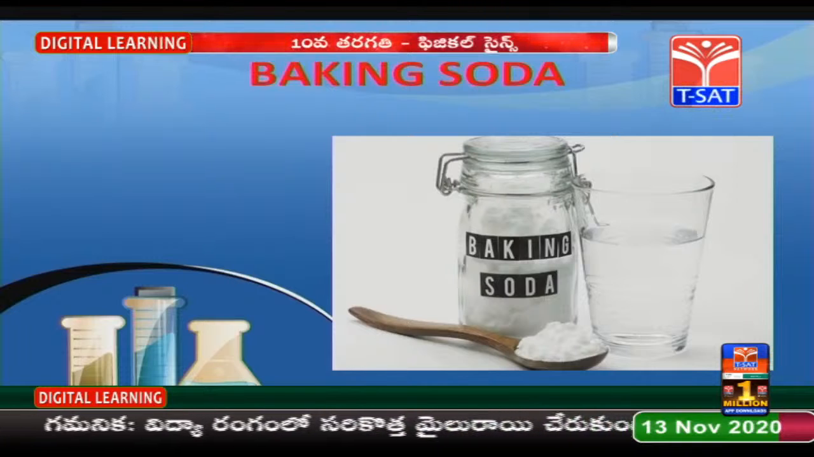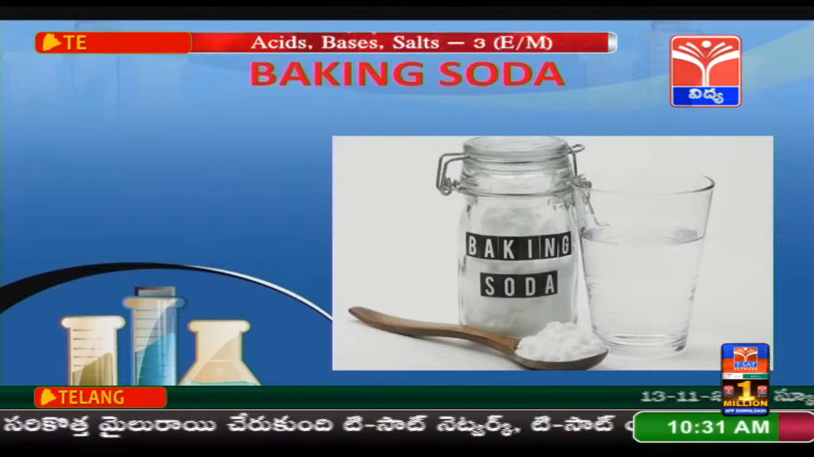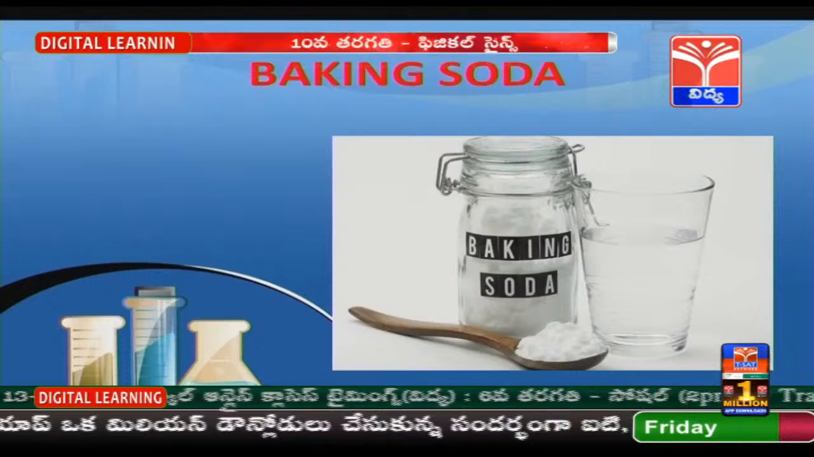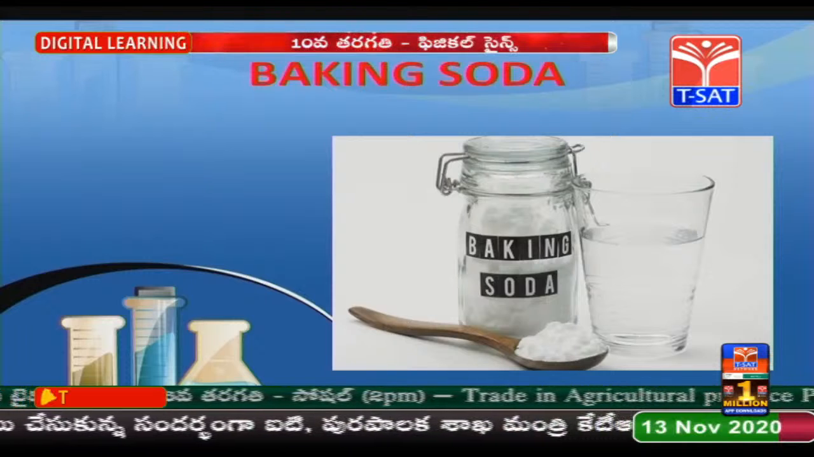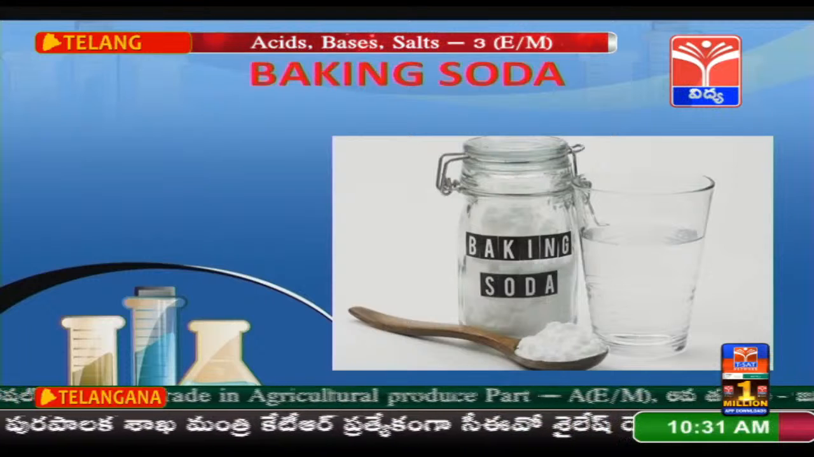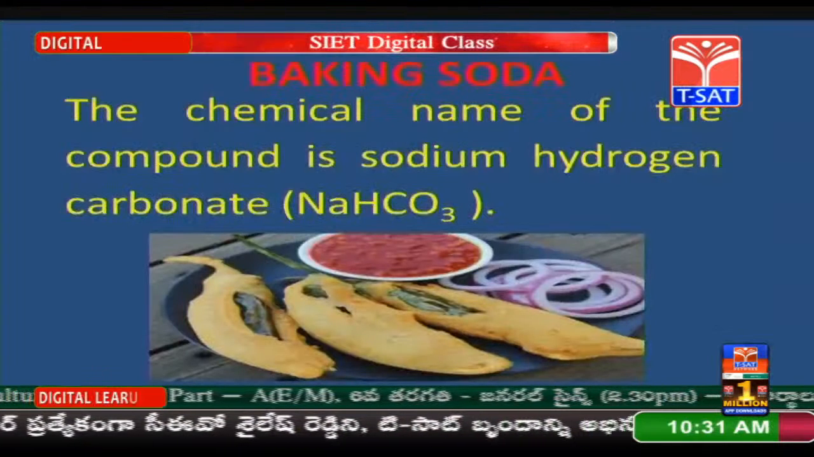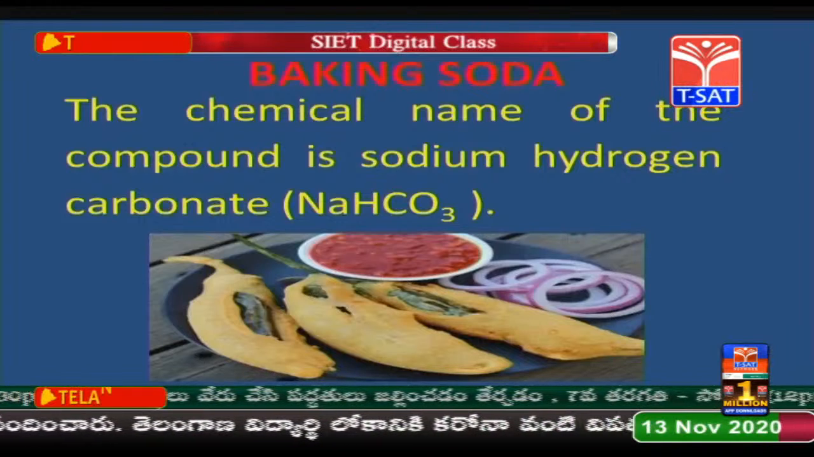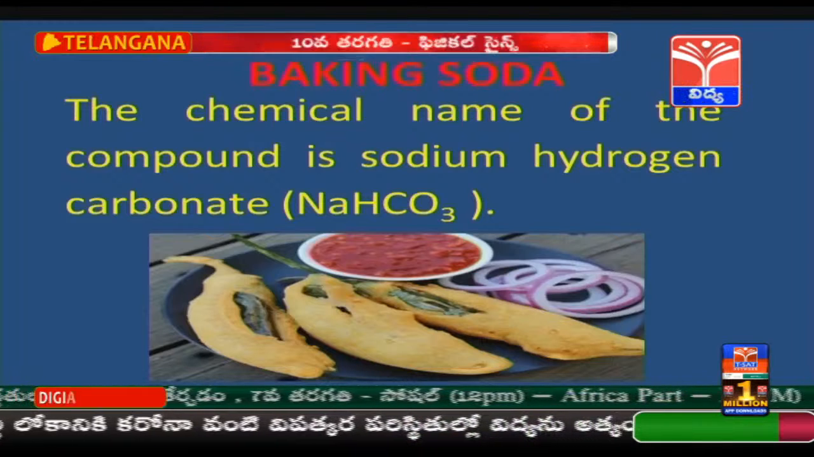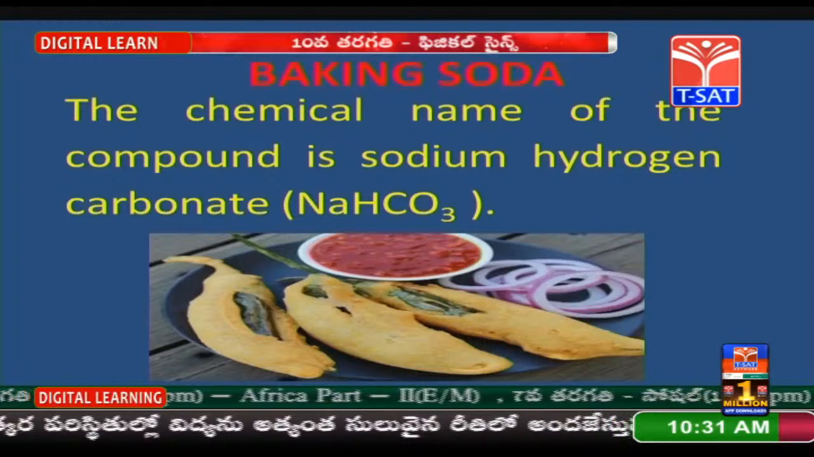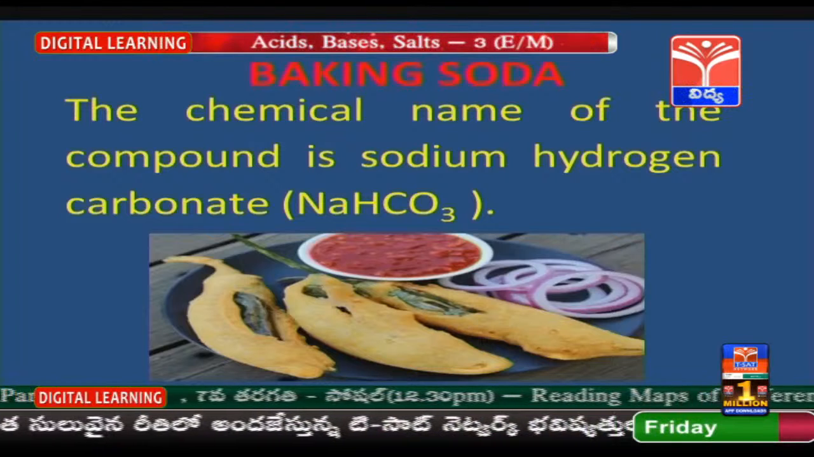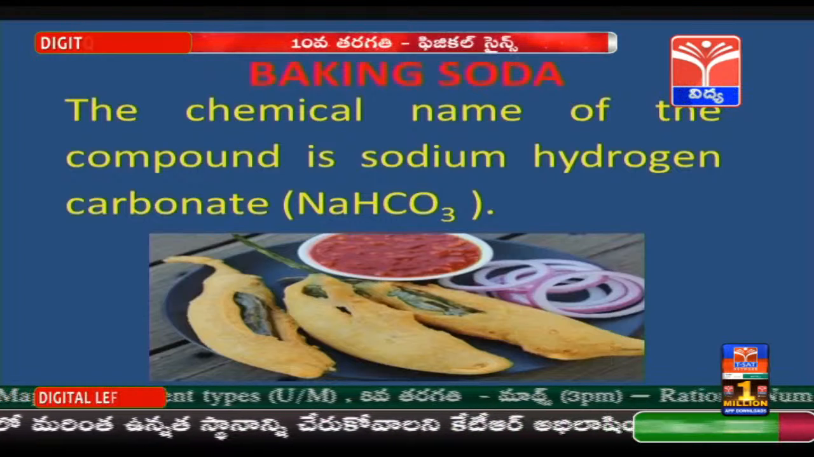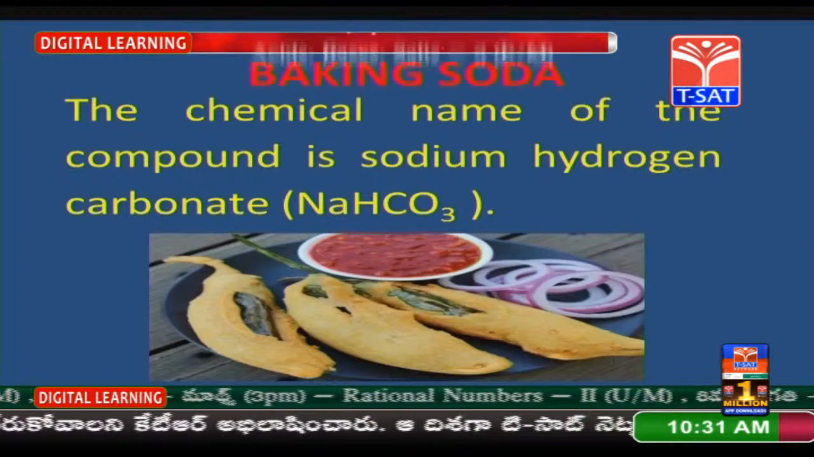You might have observed, where do we use baking soda? Your mouth may be watering. Why? Because you are thinking of mirchi and samosa or bonda, which are prepared at your home. Now, you see the picture here. Why are these bulged in size? Because they are mixed with baking powder. In the preparation of cakes also we use baking soda. What is the chemical name of baking soda? Yes, it is sodium bicarbonate or sodium hydrogen carbonate. It is represented with the formula NaHCO3.